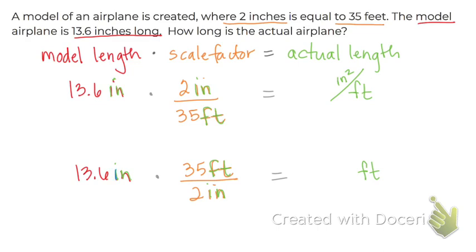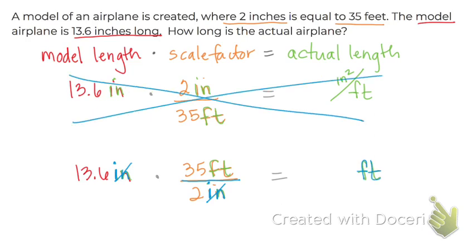If you have the same unit of measure in the numerator and also in the denominator, you can think of that fraction bar as the division symbol. This is inches divided by inches. Anything divided by itself cancels out. So in the second one, we are left with feet as our unit of measure.